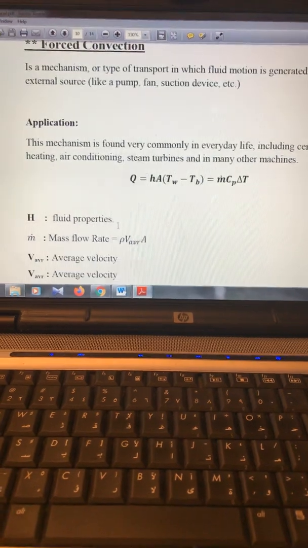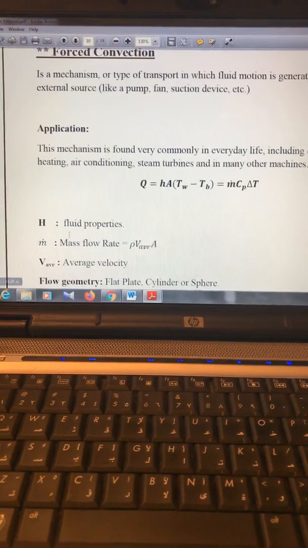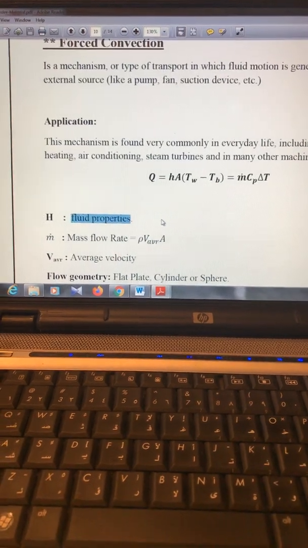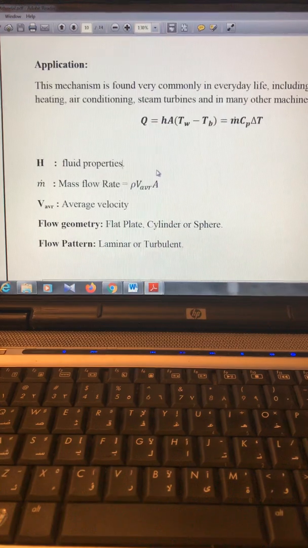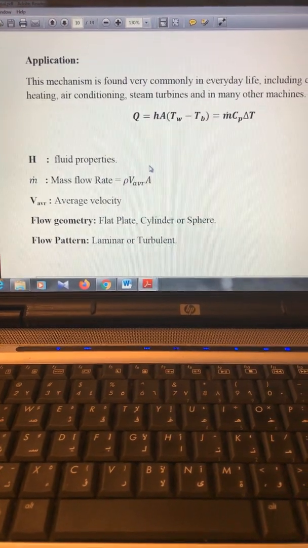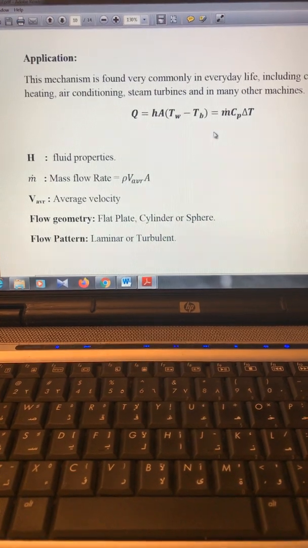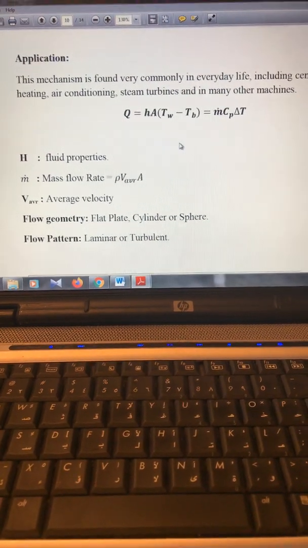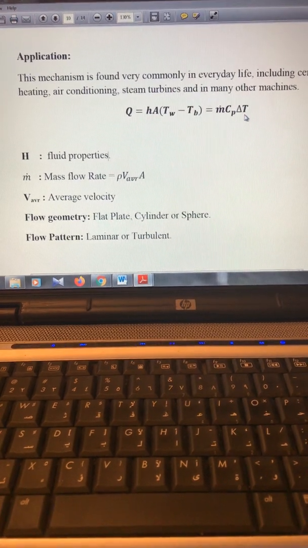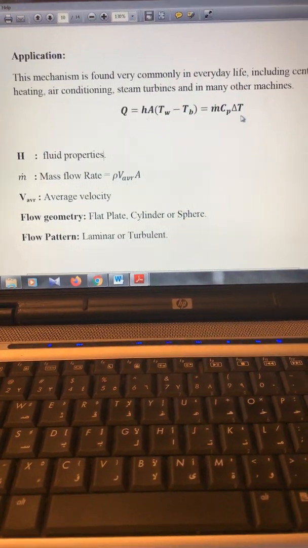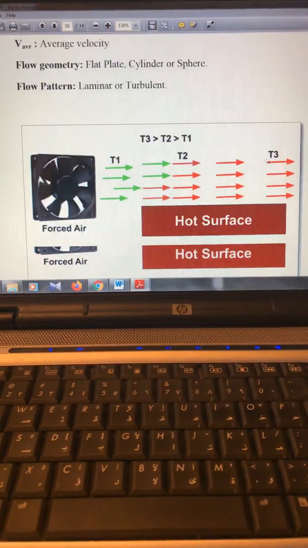But here H is not the coefficient that we use to calculate. H here depends on the fluid properties. These fluid properties have many parts that we will talk about later, and how to calculate them. And the other equation is Q equals m, which is the mass flow rate, times Cp times delta T. Everything will be calculated. We have to know that there are many types of flow.